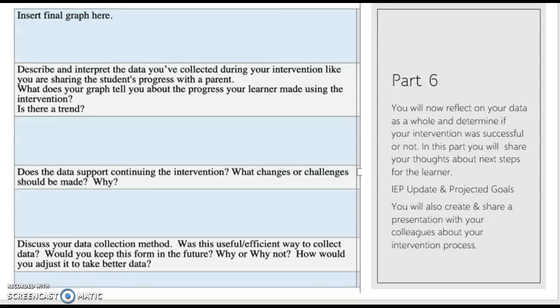And finally, Part 6. You will now reflect on your data as a whole and determine if your intervention was successful or not. In this part, you will share your thoughts about next steps for the learner. You will also do an IEP update and projected goals, where you will take the IEP goal that you started with your learner and update that goal. And then you will project goals for the future based on how your student performed during the implementation process. You will also create and share a presentation with your colleagues about your intervention process.